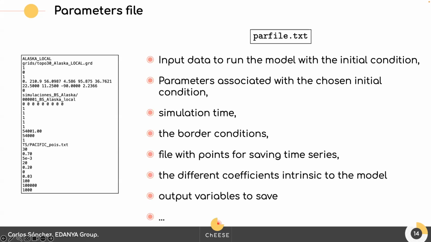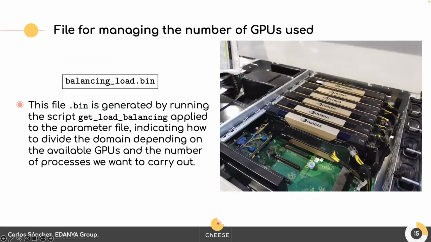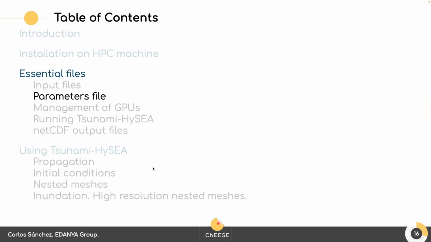So the first main ingredient is the bathymetry, the second ingredient is the parameter file, and the third, last main ingredient is the file in charge of managing the load balancing for the GPUs, depending on whether we are going to use one card or more than one. So we also need this binary file generated by the get load balancing script that we have just compiled in the cluster. These are the three main ingredients in order to perform our first simulation.